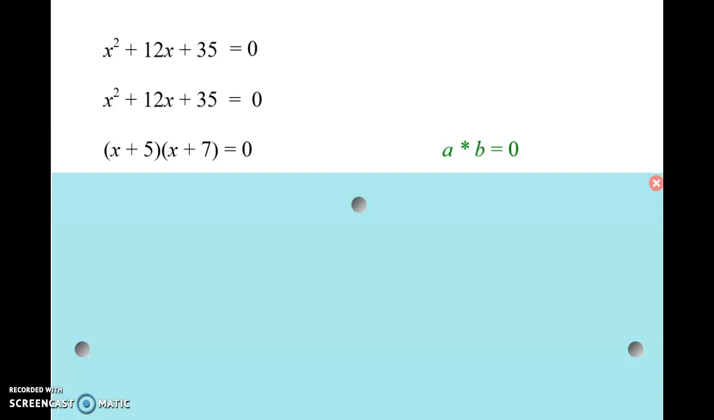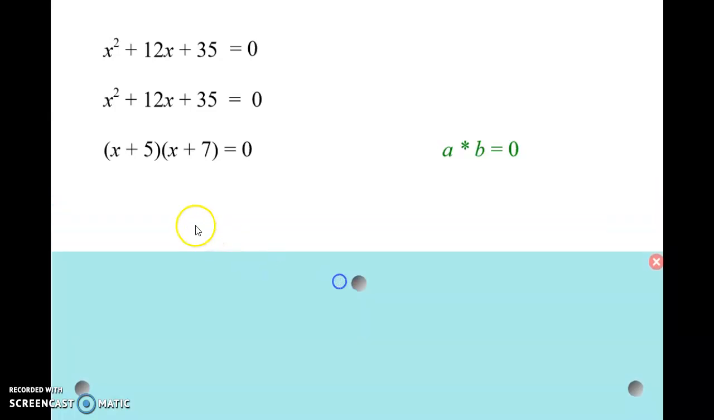This is called the zero property. That's what our textbook calls it. So, as an example, 0 times 7 would equal 0, or 5 times 0 would equal 0. So either A has to be 0 or B has to be 0. And that's exactly what's happening when we factor.